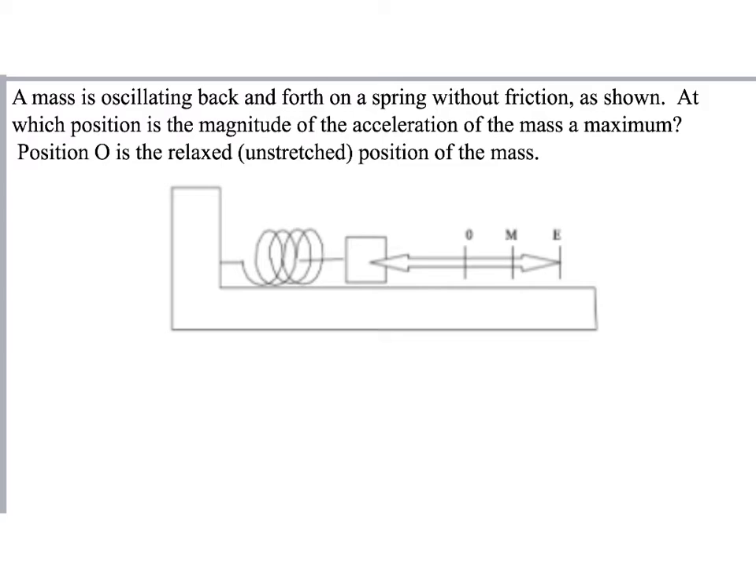All right, here we go. So let's talk about it. So it says that position O is the relaxed, unstretched position of the mass. So that means that O is our equilibrium point. Okay, because that's unstretched. Remember, as soon as I take my block from O and I stretch it in this direction, the spring here is going to be pulling back in the opposite direction, right? We know that it's always pushing back towards equilibrium, back towards the center.